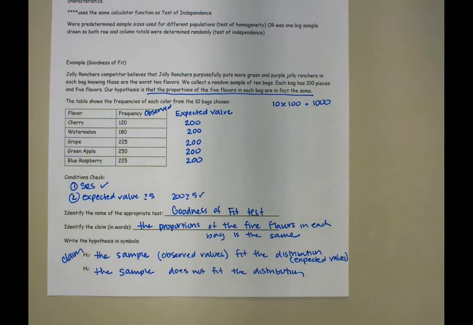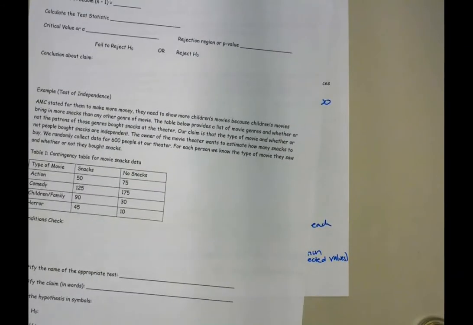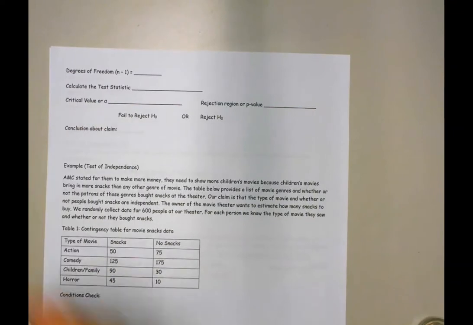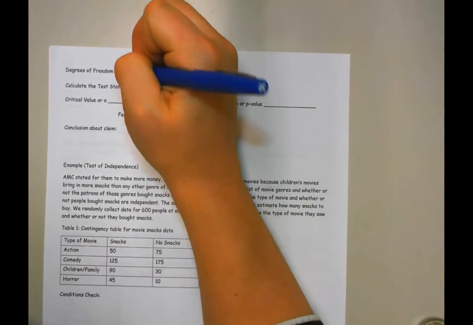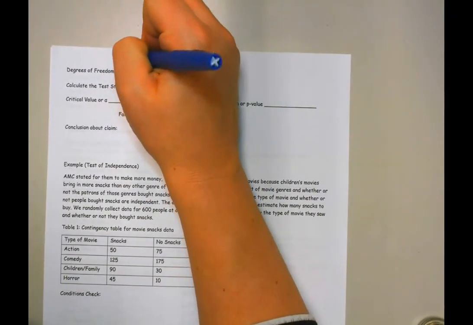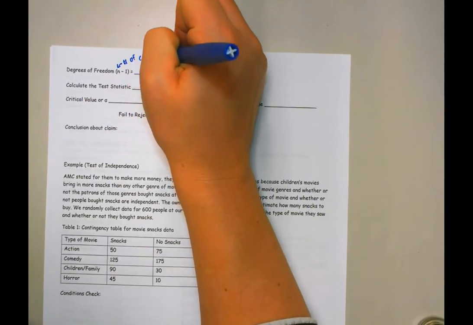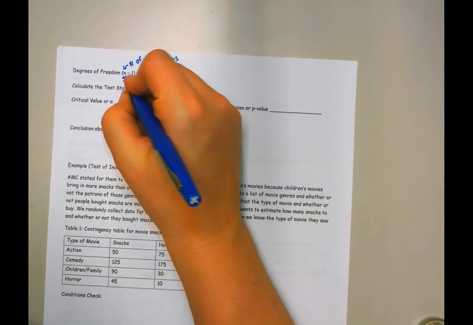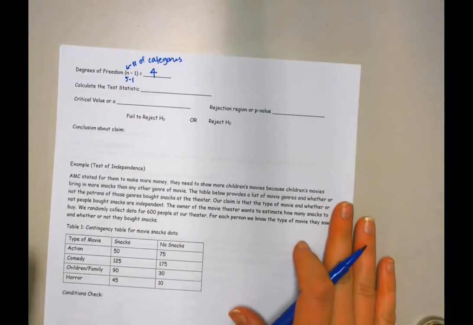All right, so if we turn our paper over, we will run our goodness of fit test. Remember I talked about that degrees of freedom is n-1 or k-1, and this is just the number of categories. So since I have 5 flavors, 5 minus 1 would give me degrees of freedom of 4.